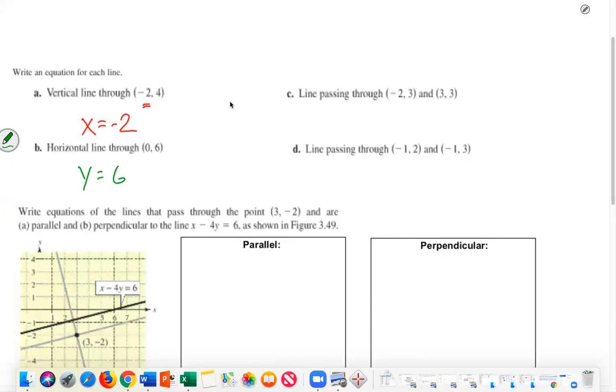Now for C and D, it says, write the equation of the line passing through the points. Not very descriptive. Here's what I do. I always look at my points, right? If I look at my points, what jumps out off the page about the points?